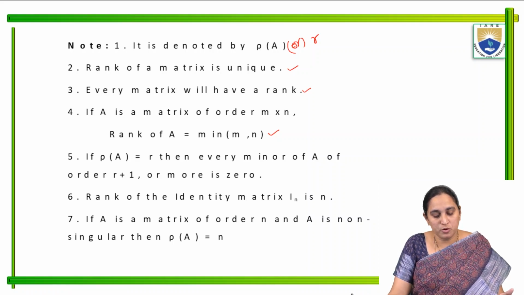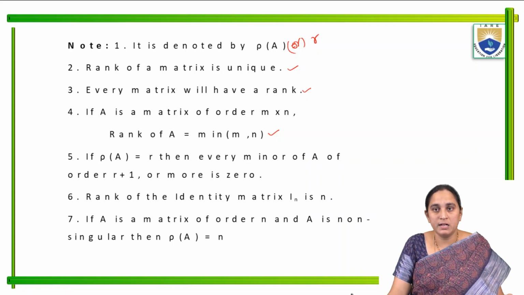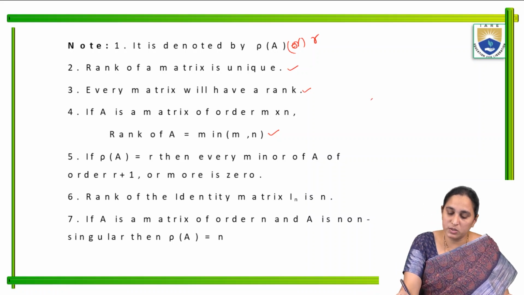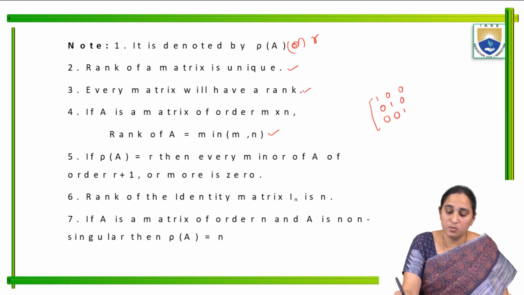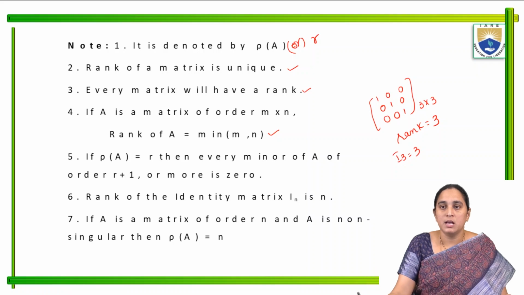And the sixth point: rank of the identity matrix I_n is n. Here, the identity matrix or unit matrix. What is that? 1 0 0, 0 1 0, 0 0 1. Directly, if the matrix is 3 by 3, the rank is equal to how much? That is 3. Therefore, I3 is equal to 3 for the given matrix.